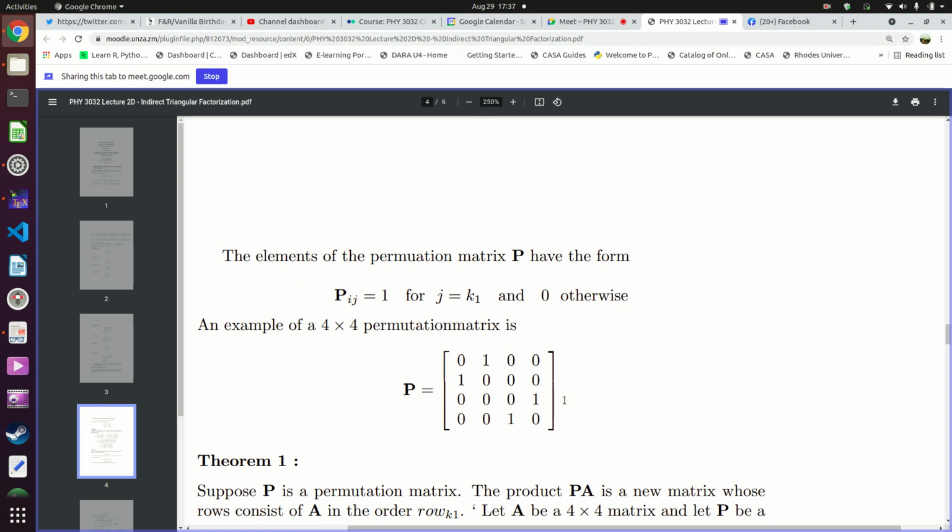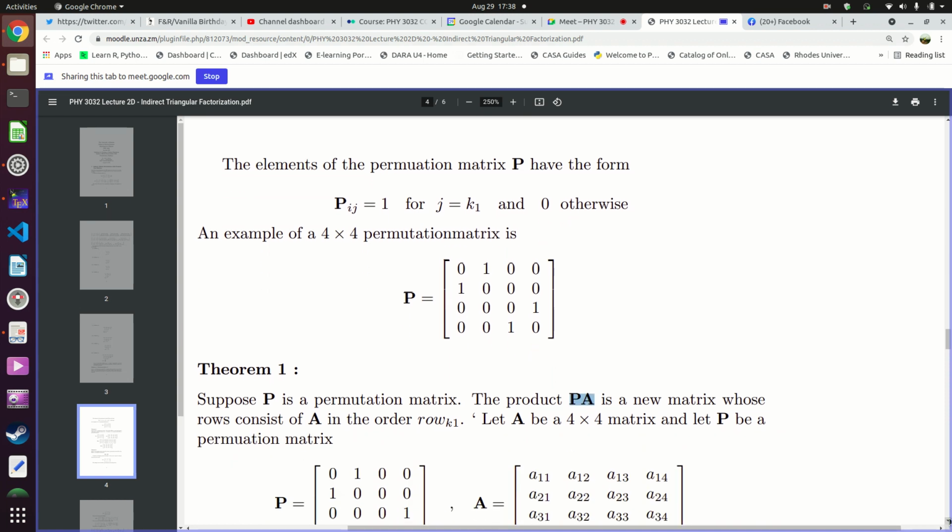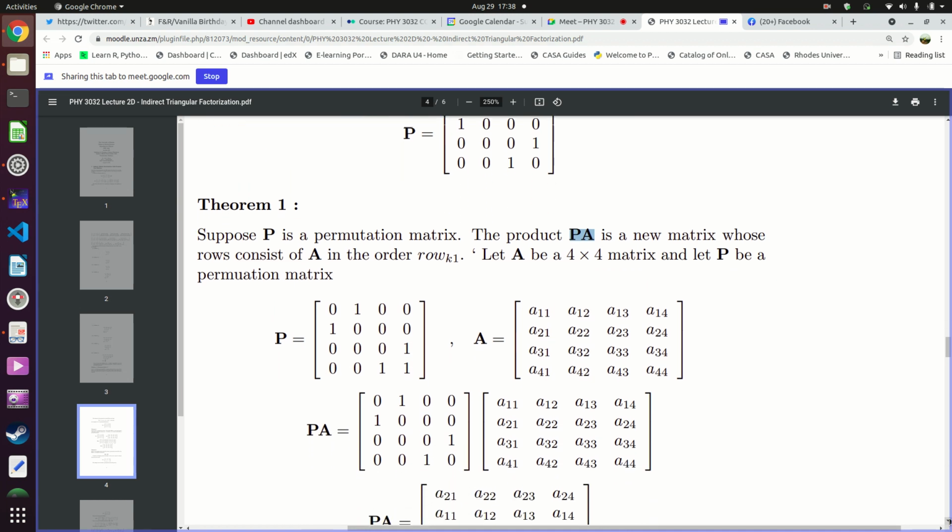Now, what you might not be aware of is, what does this matrix actually do? If you've got a matrix like this, what is it going to do to your matrix A? So what you're going to do next is multiply our permutation matrix by the matrix A. When you do that, you're going to get a new 4 by 4 matrix. But in this new matrix, you will notice that the order of the rows has been rearranged.